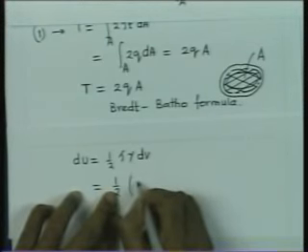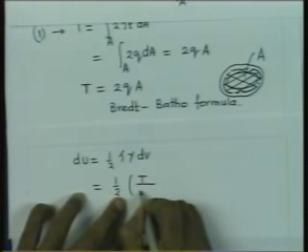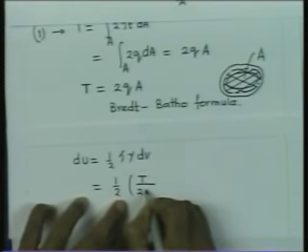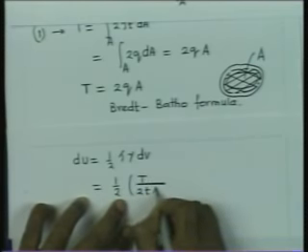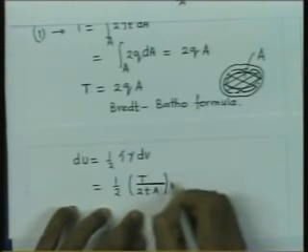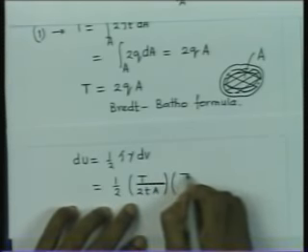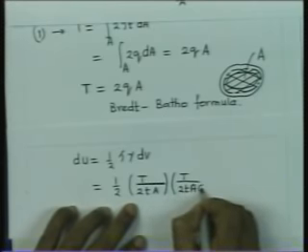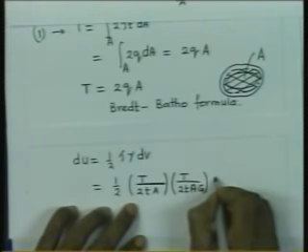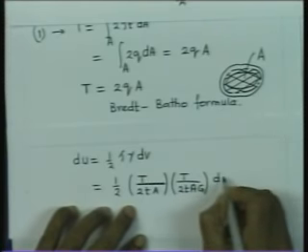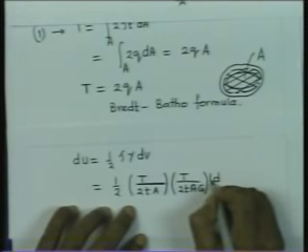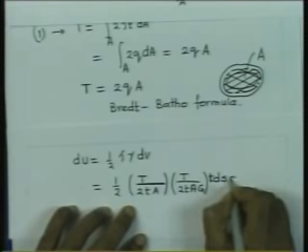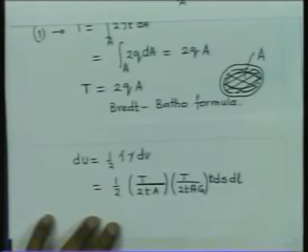So, therefore, we can now write that this is 1/2 times T by 2 t A, into T by 2 t A G, where G is the modulus of rigidity, into dV. We can write this as, let us say, t into ds, and in the length direction is this one.